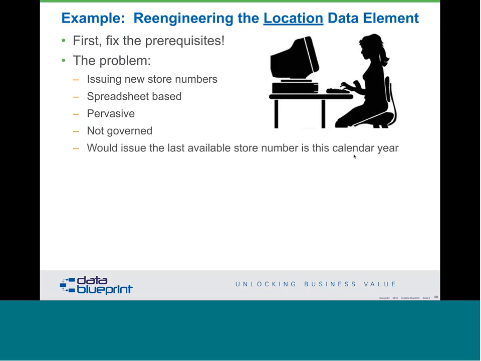Now, when I say what was happening here, they were going to give out the 999th store number this year, this calendar year, but they knew they didn't have 999 stores. So can you imagine going to the board of directors and saying, we can't open another store and increase our sales and meet our sales goals this year because we ran out of store numbers? And they had to do that.